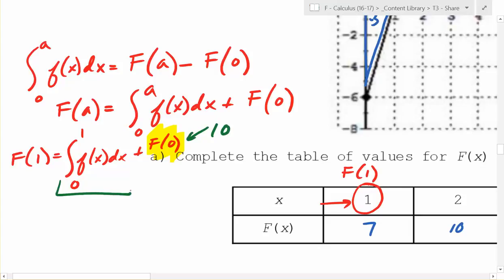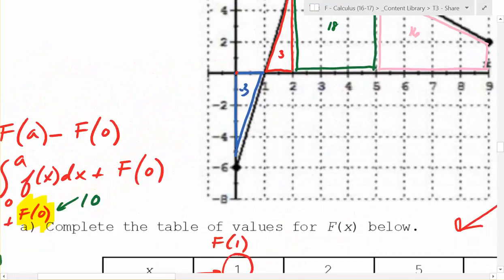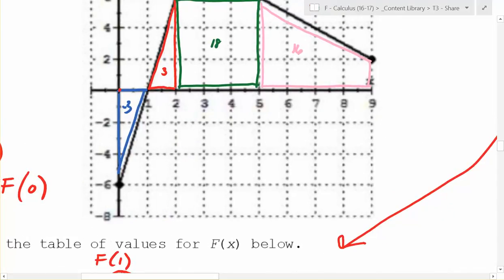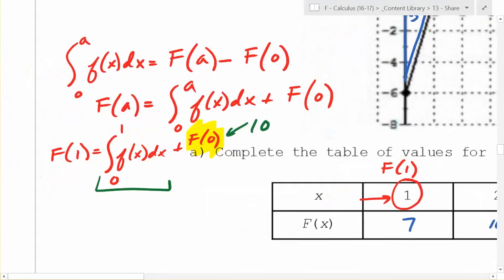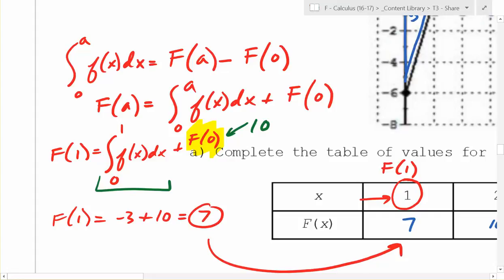So the first thing you need to find is the integral from 0 to 1. We'll look over here. What is the integral from 0 to 1? What is the area, quote, under the curve? And area is a poor choice because area we think of as positive. What is the net change from 0 to 1? -3. So in this specific case, f of 1 is going to be equal to -3 plus 10, which is 7. So that's where the 7 comes from.